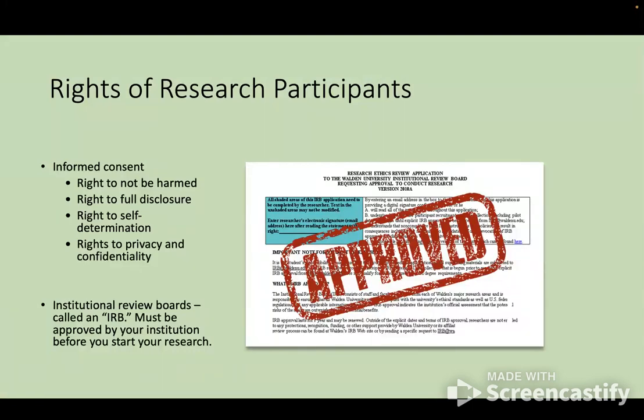They have a right to full disclosure, and that is where they have a right to answer questions like: what's the purpose of the research, what are the risks, are there any benefits, will they be paid, what happens if they get sick, who do they contact for questions and concerns. So all of those aspects would be disclosed to the participant.